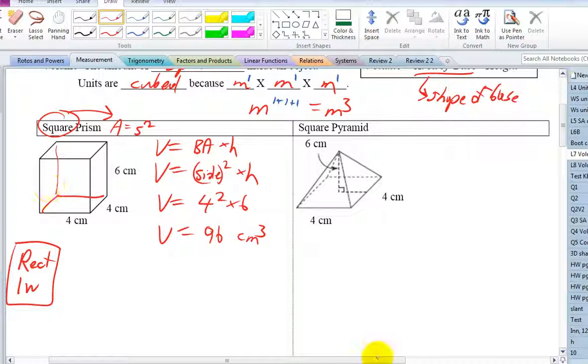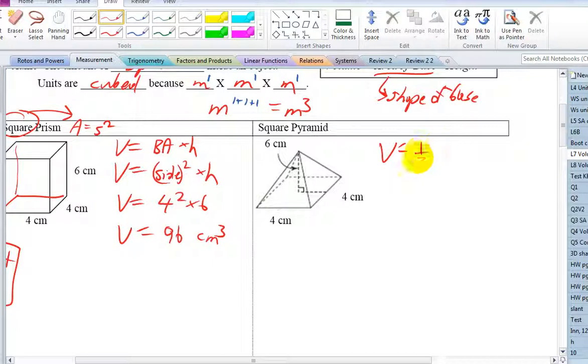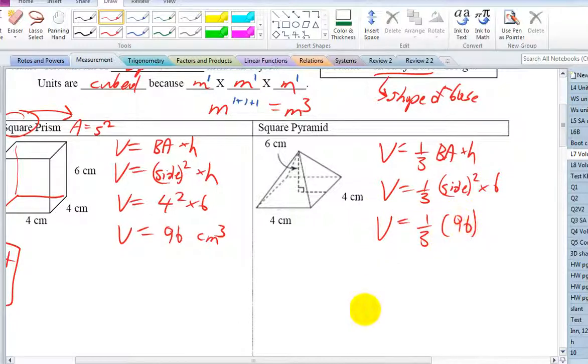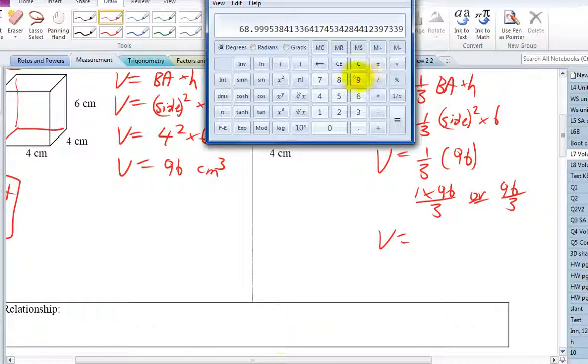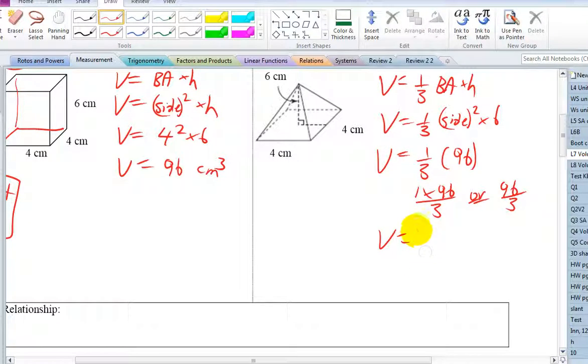For a square pyramid, then, volume equals 1/3 base area times the height. Volume's 1/3 side length squared times the height of 6. So you'll notice it's 1/3 of 96. So that's 1 times 96 divided by 3, or simply 96 divided by 3 because of the 1 part. So you can go and get your final calculations. 96 divided by 3, 32 centimeters cubed.